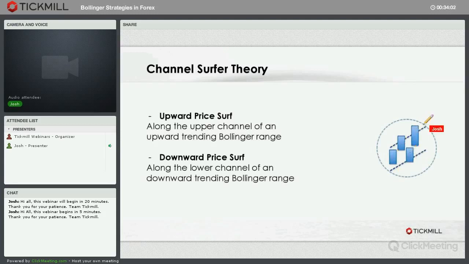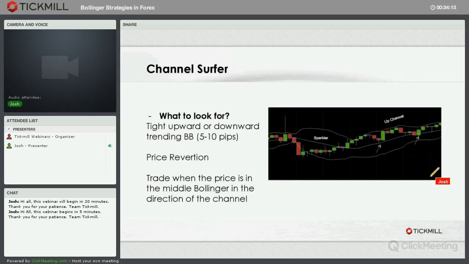All right, so this channel surfing formation happens in 2 directions. It's the northern or upward channel surf, or the lower channel surf. Okay, that's the theory, and this is kind of how it looks. This is a live chart, and what you're typically looking for is a tight upward or downward trending Bollinger channel, right? In this case, you'll notice this is an upward trending Bollinger channel, and it's relatively tight. It's not like there's a huge distance between the Bollinger Bands, because that indicates big indecision in the market. What you're looking for here is relatively tight Bollinger Bands, about 5 to 10 pips.